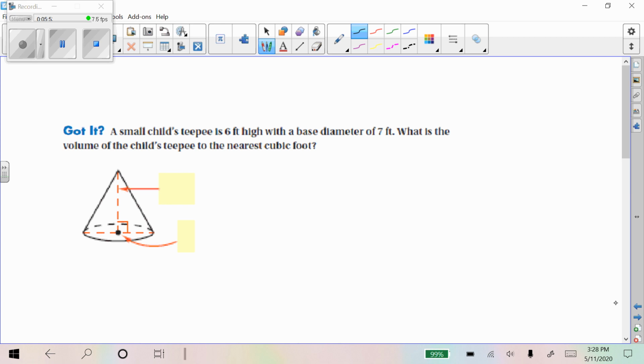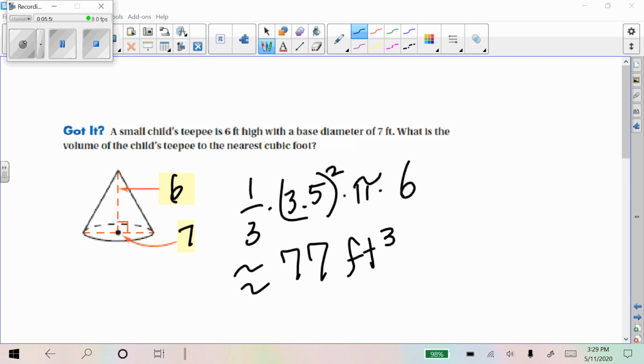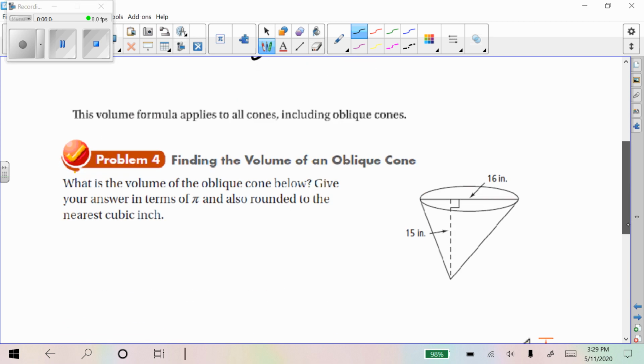Go ahead and see if you can get the volume of this cone. There's what I got. I hope you got the same thing. All right.